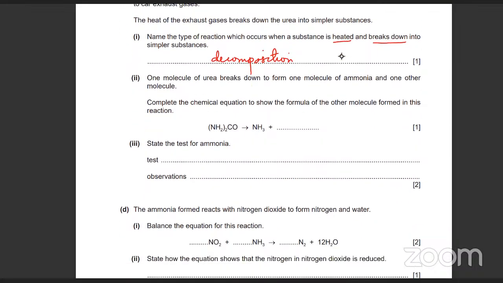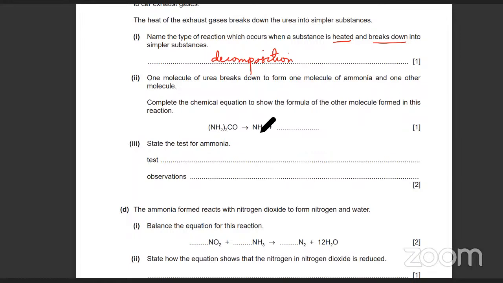One molecule of urea breaks down to form one molecule of ammonia and one other molecule. Complete the chemical equation to show the formula of the other molecule formed in the reaction. So one molecule of urea breaks down to form one molecule of ammonia. What is this other molecule? Carbon dioxide. Well, where do you get the other oxygen?